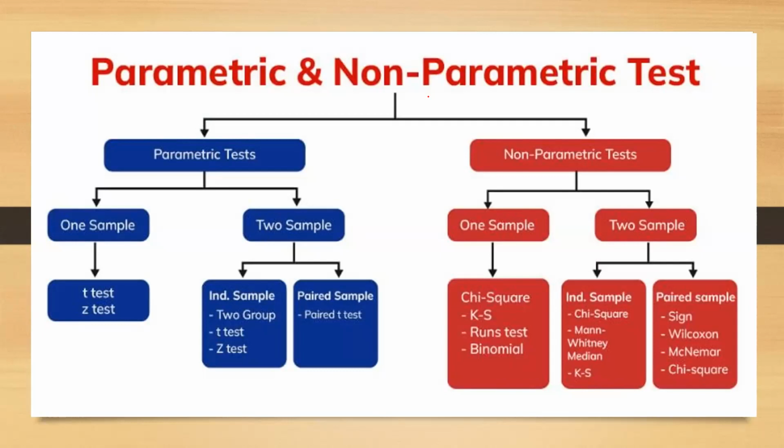For the parametric, they are divided into 2 areas. We have the one sample. That is when you are dealing with just a sample. What are the kind of tests you can perform on just a sample? You can perform 2 possible tests. A t-test or a z-test. In what situation can you have just a sample?